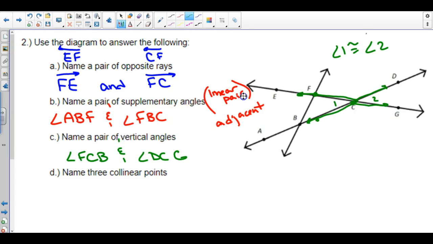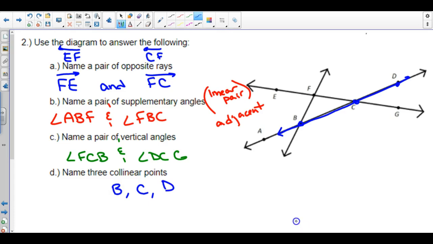And then lastly, we are going to talk about, and we already mentioned this really, 3 collinear points. We're really just looking for any 3 points that are on the same line. So if I'm looking at this line that's going up this way, I have point B, point C, and point D. Those are collinear points. So point B, point C, point D are collinear. I could also go a step further and say that the ray CB and the ray CD are opposite rays. And that is also true, which goes back to what I did at the very top.